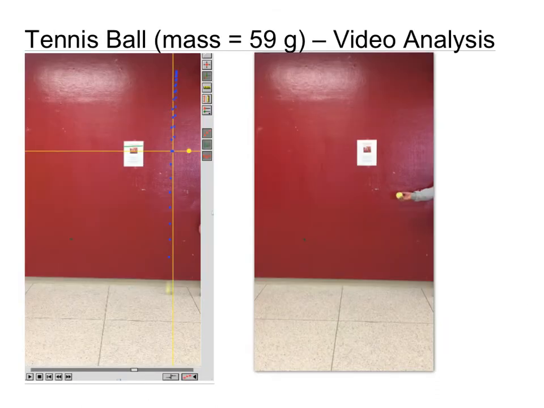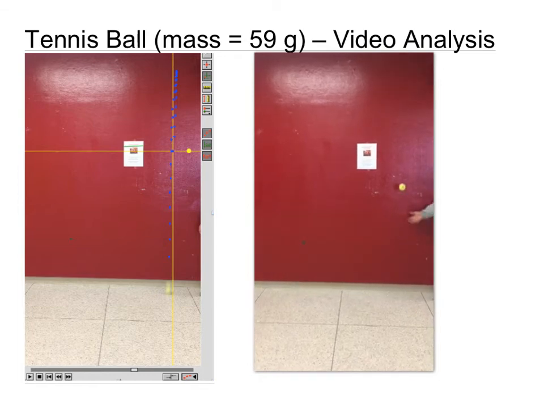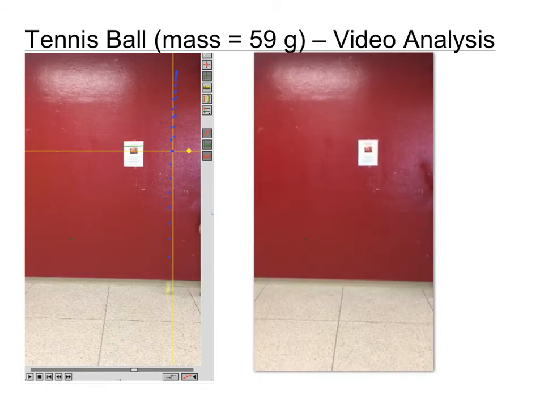Okay, so for the second part of the lab, we did it again, but with a tennis ball. Here's what the video looked like. Okay, and we tracked its motion to just before it hit the ground there. Let's compare our position versus time graph.